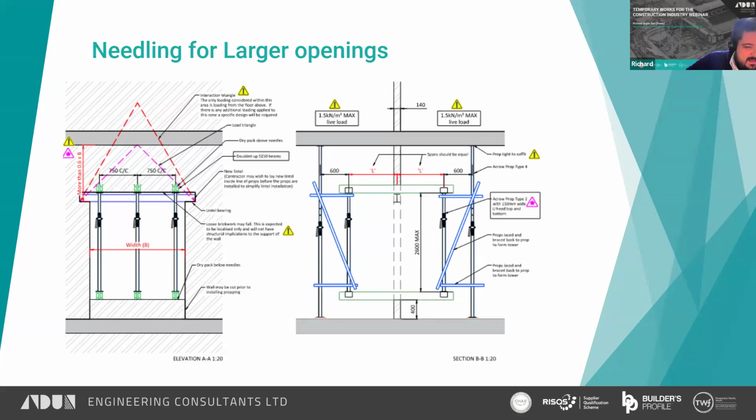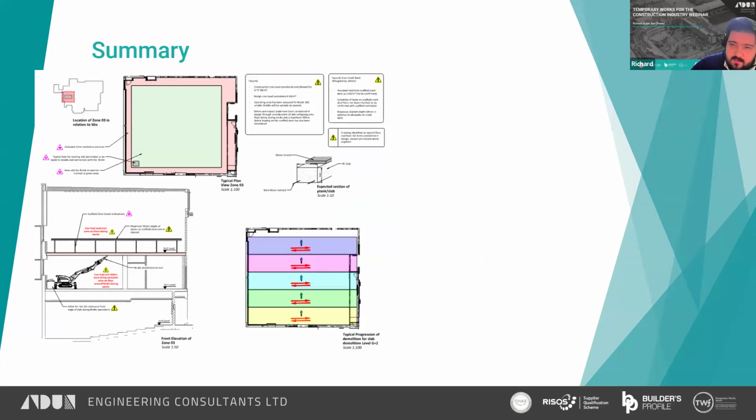Instead of having the load coming through the wall and then changing the load path, you have it coming through the wall into your needles, into the props, and then back into the wall. And that's reverse needling at its best, when you can keep the load path from floor to floor instead of changing around.